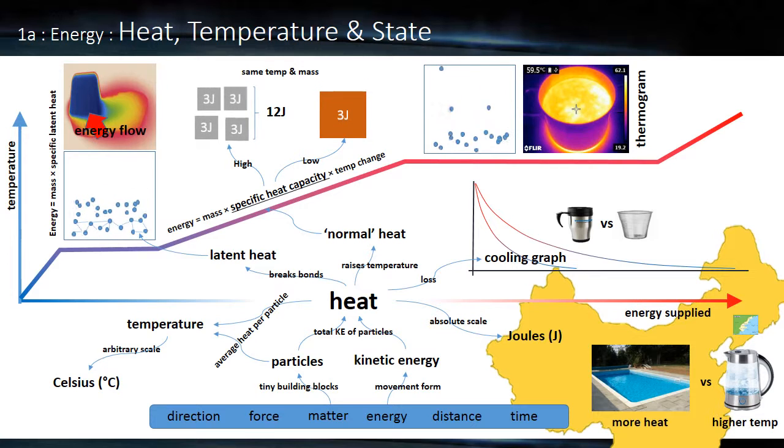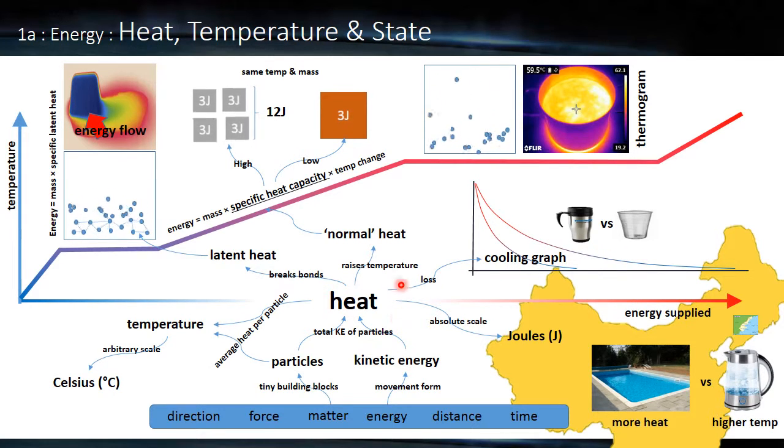Finally, we have the idea of energy loss, so cooling. We've got two contrasting containers here, one that's very well insulated and one that's not so well insulated. In both cases we have a steep downwards gradient to begin with. Both level out, but the better insulated one takes longer to level out.